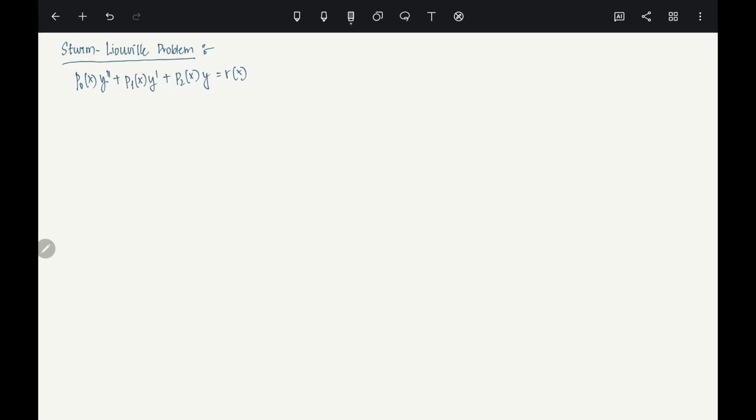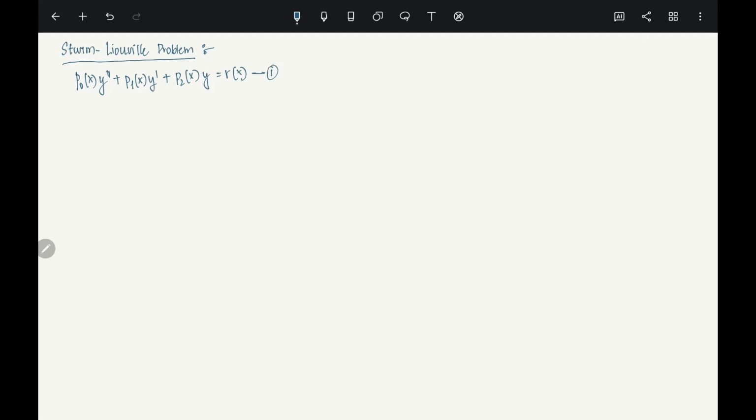This is one of the most important aspects of the study of ODEs. So what is this topic about? We are essentially interested in an equation like this, a second order equation given by P0(x) y'' + P1(x) y' + P2(x) y = R(x). Let's call that (1). So this is your second order equation.